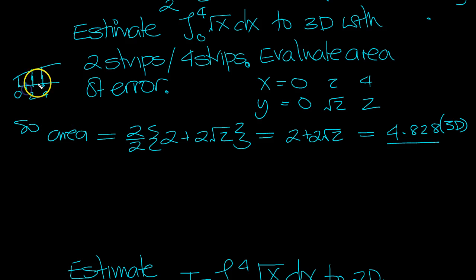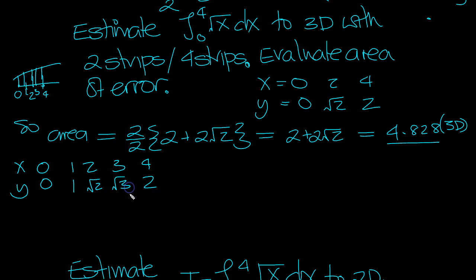So we'll have a strip here and a strip here. Oops, there. Put it more accurately in this little sketch. So it's at 1, 2, 3 and 4. That gives us 4 strips, 5 ordinates. So the x's are 0, 1, 2, 3 and 4. The y value of root x: root 0 is 0, root 4 is 2, root 1 is 1, this is root 2 and this is root 3. These are the y values.